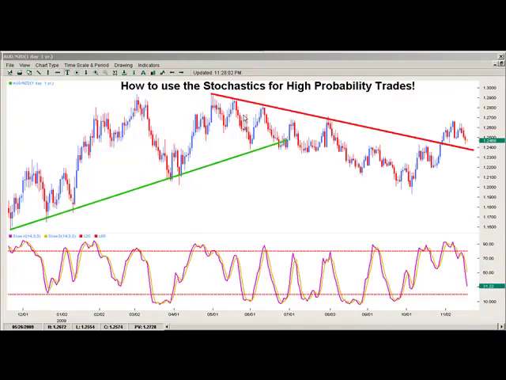Hi folks, this is Sean Hyman from Chart of the Day, and I want to talk to you today about how to use the stochastics for high probability trades.